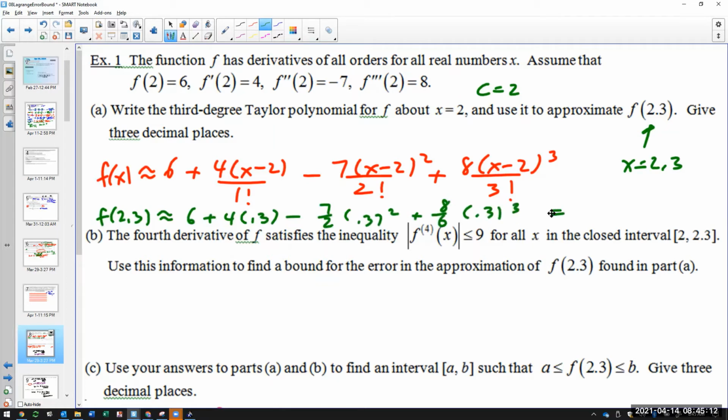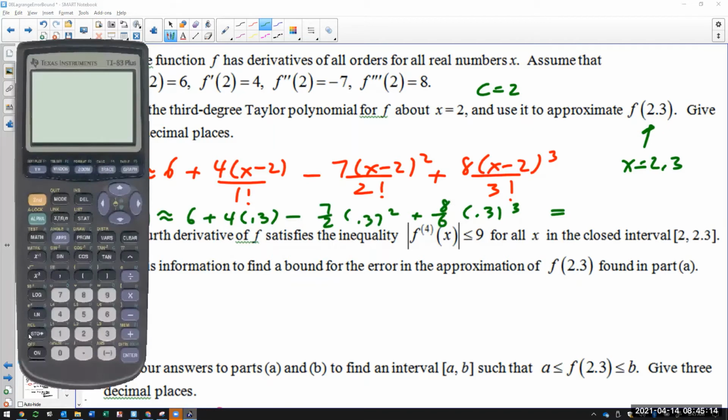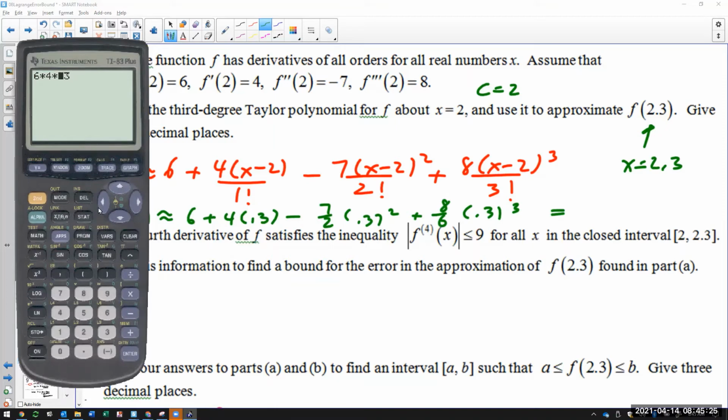Okay, and estimate what this number is. So I'm going to go to my calculator. This is going to be 6 plus 4 times 0.3, minus 3.5 times 0.3 squared, plus 8 divided by 6.